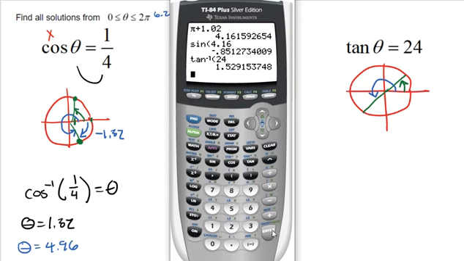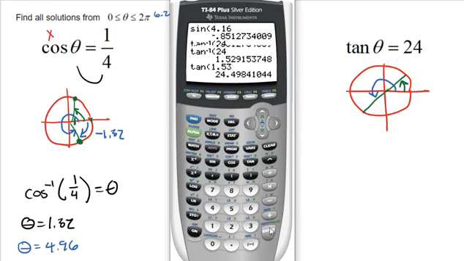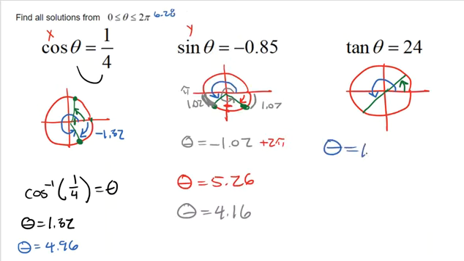Inverse tangent of 24 gives me 1.53. And again, why not just type in tangent of 1.53 real quick just to confirm? Yeah, I get something really close to 24. Again, if you really want to be more accurate, use more decimals. All right, so one answer is 1.53. That's going to be that answer with the green arrow that ends in quadrant 1.